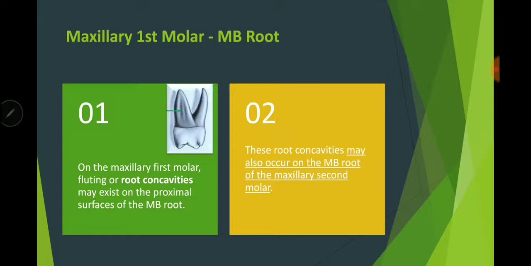So the concavity and fluting exists on the proximal surface of the mesiobuccal root. So you may have some concavity on the palatal root, and also you may have concavity on the proximal surface of the mesiobuccal root. Not on the facial surface, but on the proximal surface. So the root concavities may also occur on the mesial root of the maxillary second molars.